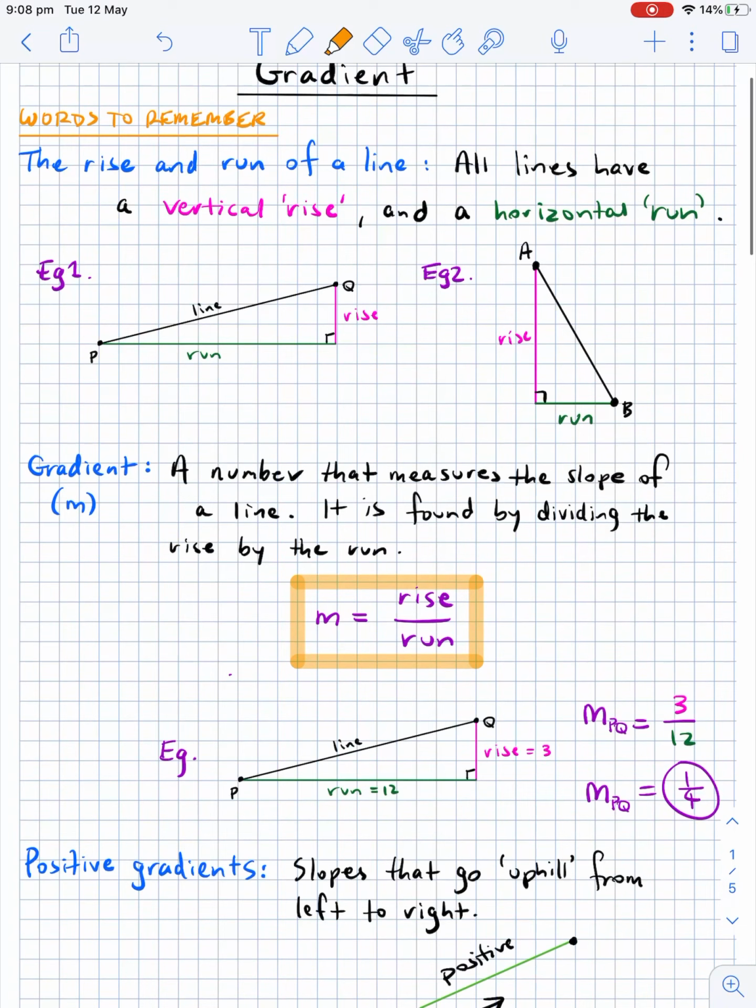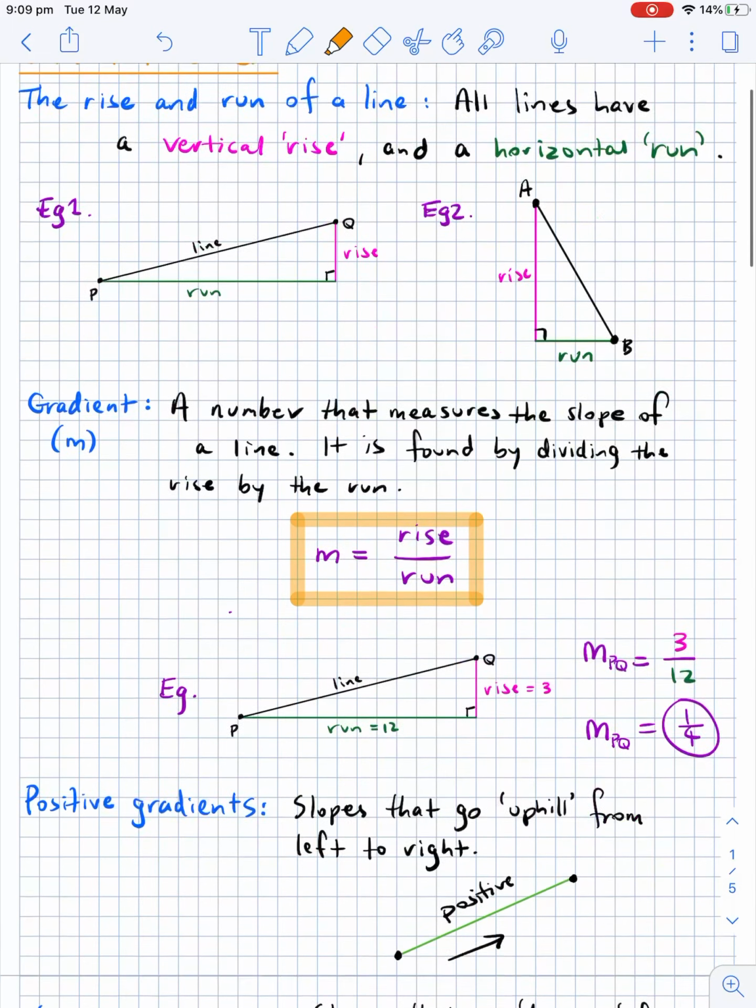Next word we want to understand is this word gradient, and gradient has the symbol M. I know it's a weird letter to use for gradient, but it's just something you're going to have to take on board. So it's a number that measures the slope of a line. It's found by dividing the rise by the run. So gradient has a formula, M equals rise over run. It's definitely something you're going to have to commit to memory. So it's all about a number that describes the slope.